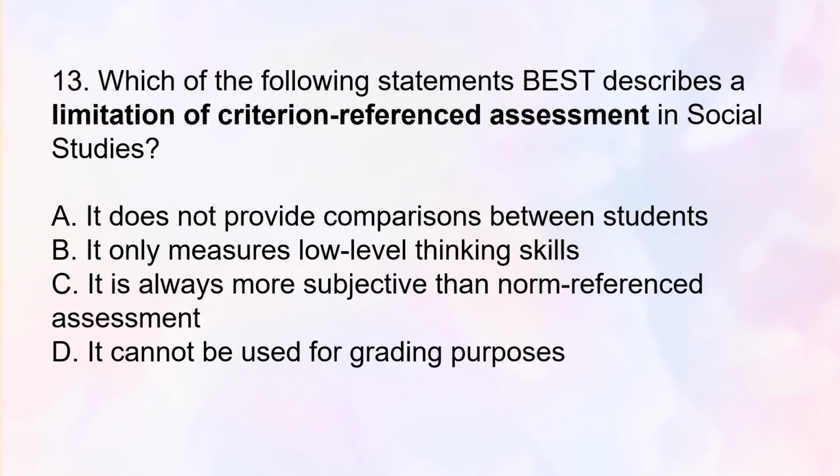Number 13. Which of the following statements best describes a limitation of criterion reference assessment in social studies? Letter A, it does not provide comparison between students. Letter B, it only measures low-level thinking skills. Letter C, it is always more subjective than norm reference assessment. Or letter D, it cannot be used for grading purposes.